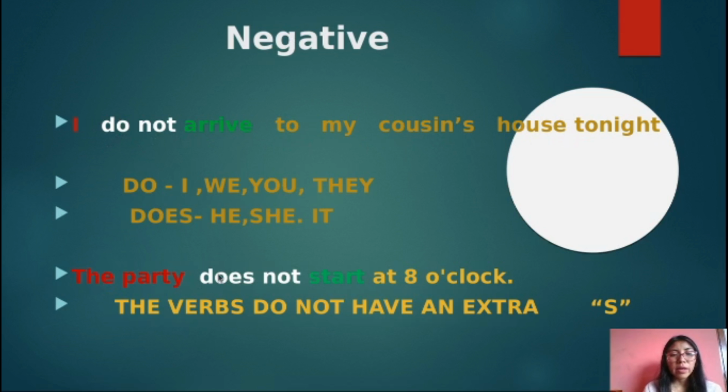Or the party doesn't start at 8 o'clock. Pay attention here, okay? You are going to use do for the subject I, we, you, they, and does for he, she, it. Okay? So in that case, what is the structure? You are going to use the subject, the auxiliary do or does, the word not, the verb, and there you are going to use the complement. Okay? Pay attention here in that part.